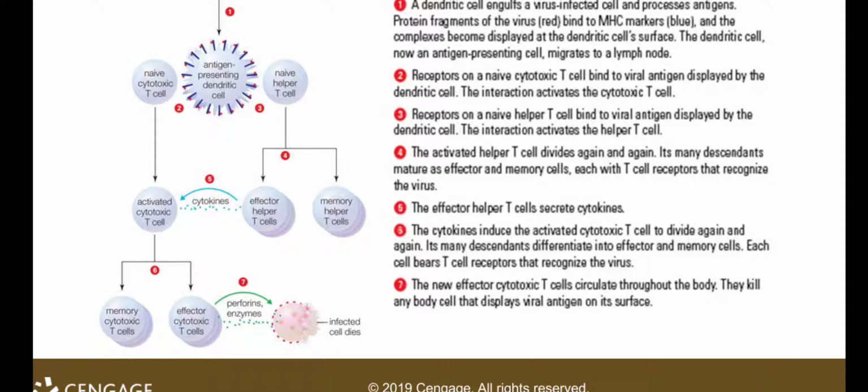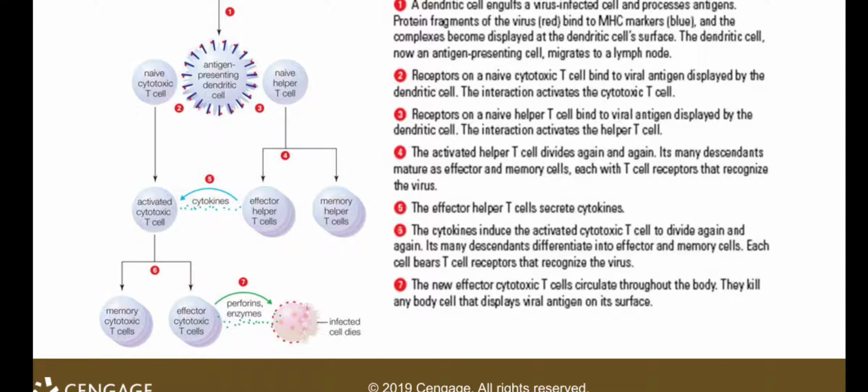So for the other interaction with the dendritic cell, this time it's for a naive helper T cell. So we have a cytotoxic T cell and a helper T cell. For the naive helper T cell, once it binds also to the dendritic cells, the activated helper T cell then divides again, and its many descendants mature as effector and memory cells, each with T cell receptors that recognize your virus.